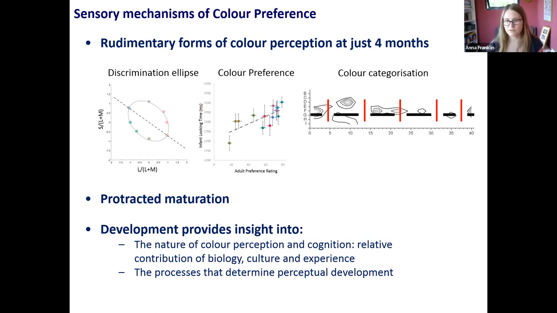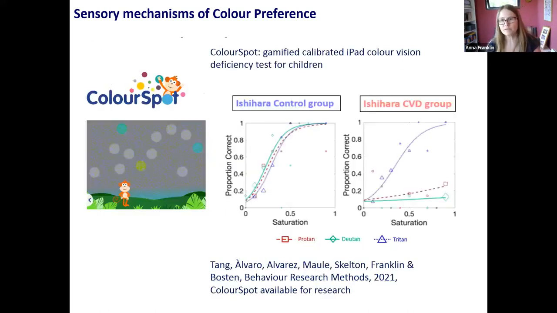So I hope I've shown that a developmental approach enables us to disentangle the relative contribution of biology, culture, and experience to our experience of colour. And of course, it also tells us about perceptual development more generally. So there's application to this research. So most recently, we've applied this research to develop a new test of colour blindness for children.